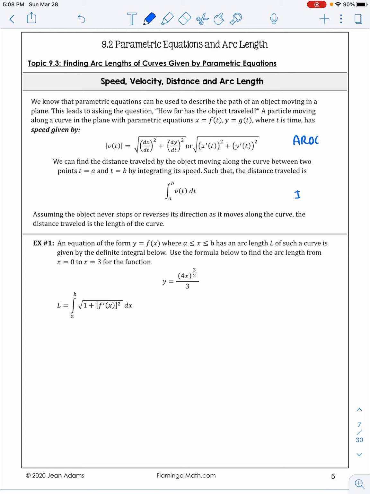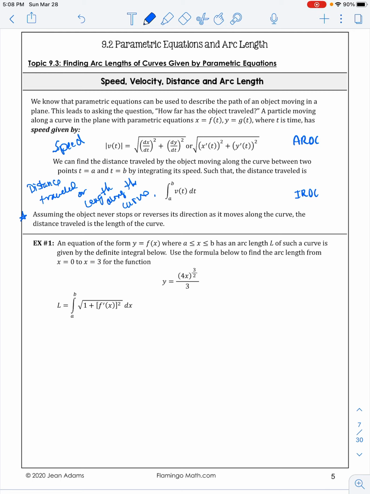So basically this is like your average rate of change. This is like your instantaneous rate of change. This is your speed. It is the absolute value of velocity. Remember, velocity has a sign that tells you the direction that it is going, where speed is just the absolute value of that, always positive. And this is distance traveled under these conditions right here, or it would also be known as the length along the curve from A to B, okay?